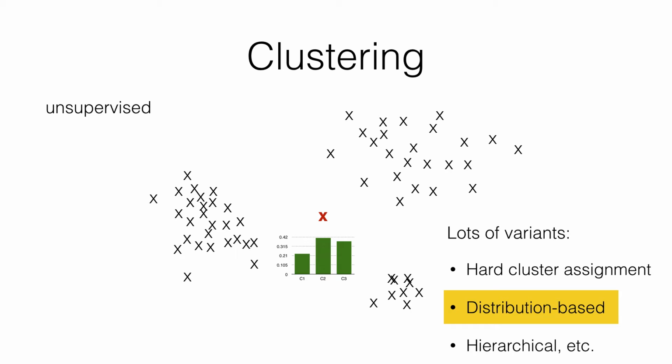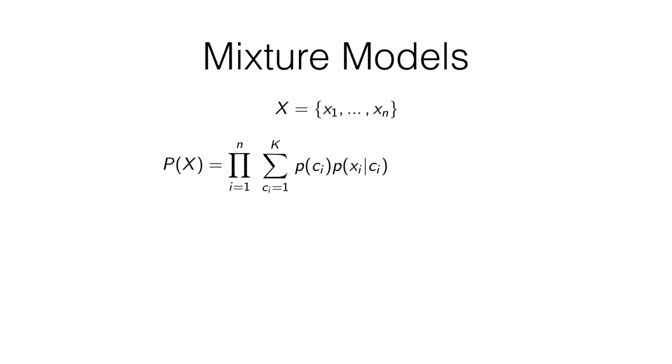So what sort of distribution can we use to describe a clustering like this? One answer is a mixture model. Here is just some initial notation. The data comes in the form of a bunch of examples, so there are n examples, and a mixture model talks about the probability of each example. It's going to have a product of all the probabilities of each example, and for each example, it's going to take the expectation. So it's going to sum over all possible clusters, where Ci ranges from 1 to k.